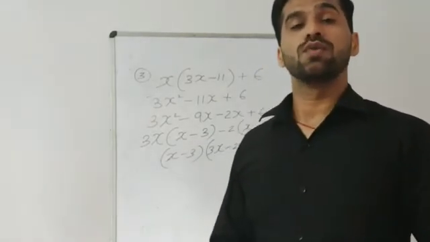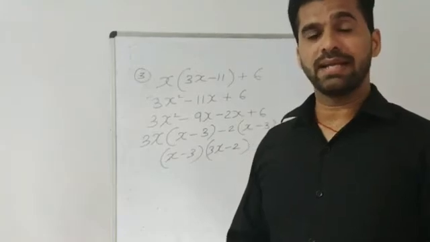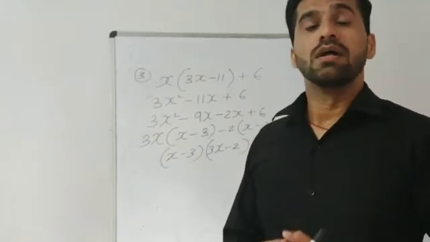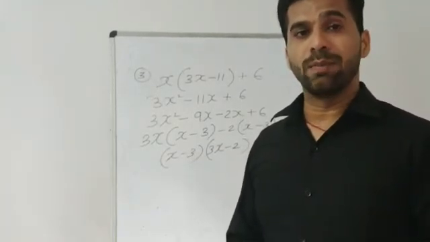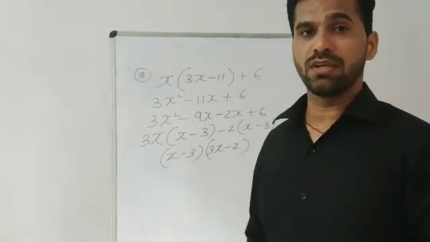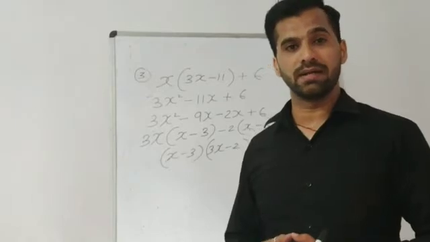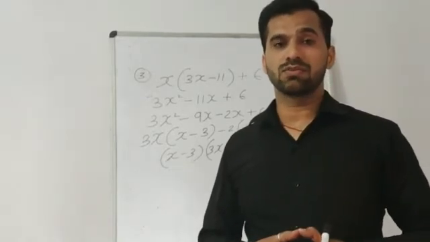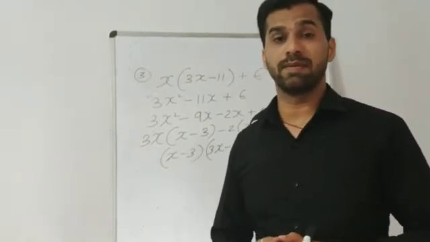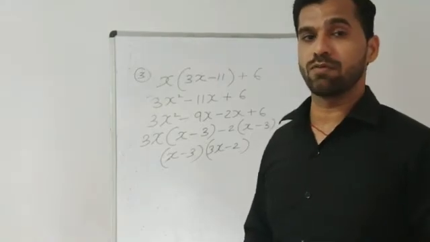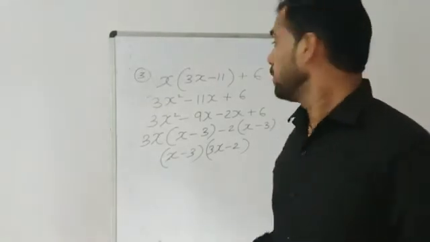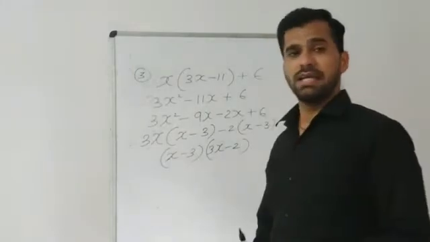You have to first solve the bracket and form a quadratic polynomial, that is a trinomial expression. After getting the trinomial expression, simply split the middle term, which we have learned in previous questions and also solved in the previous video. Simply we have to solve and find the answer.